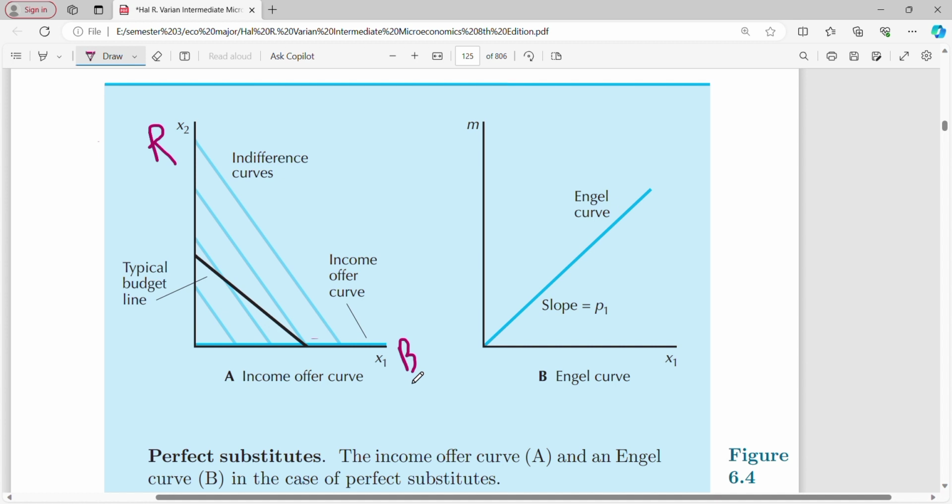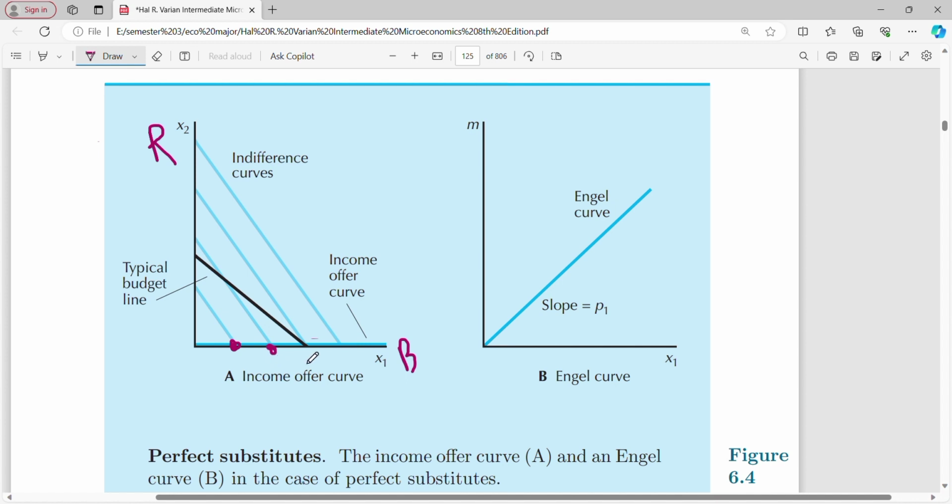He will just buy the blue pencil. 20 blue pencils, 0 red pencils. That means the first bundle will be here. If he is spending all the income to buy X1, then the bundle will be marked at M by P1. We have discussed this in the last class.